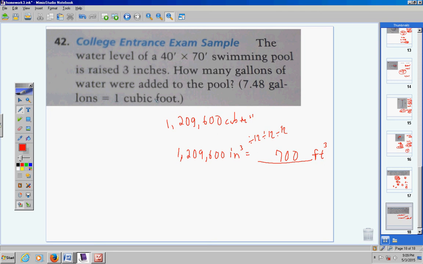Now, for every 1 cubic foot, I have 7.48 gallons. I have 700 cubic feet, so I'm going to take 700 times 7.48 gallons. If I type that in correctly, I'm going to get 5,236. And if you look in your book, that's letter C.